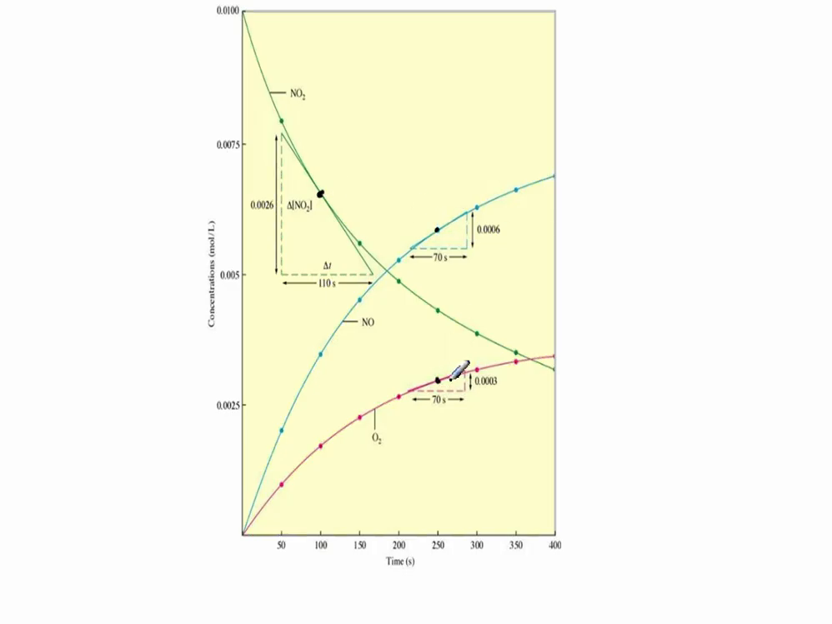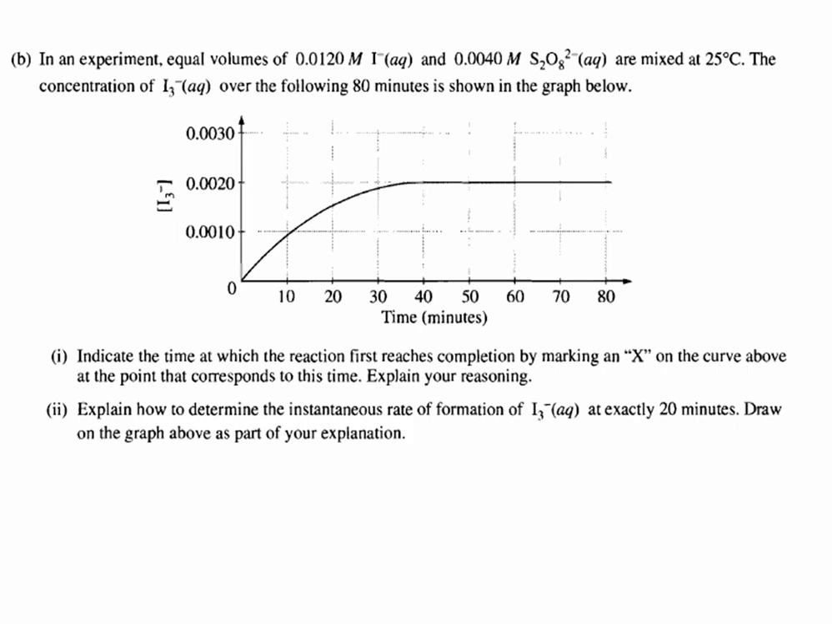Instantaneous rate right there. It's key to remember, because if you look at the AP exam, here they ask you a question. It says, indicate the time at which the reaction first reaches completion, mark an X. So completion means going from kinetics to equilibrium. We haven't completely got there, but once the line goes flat, the reaction becomes complete. It says, explain how to determine the instantaneous rate of formation of I3 minus at exactly 20 minutes.